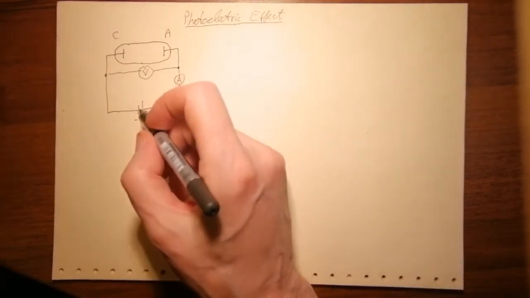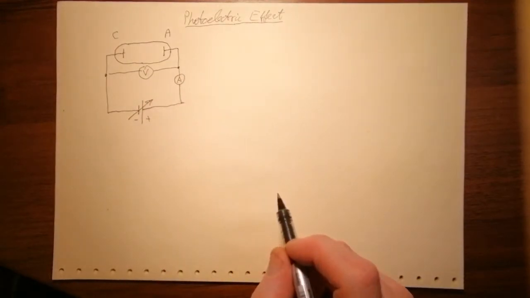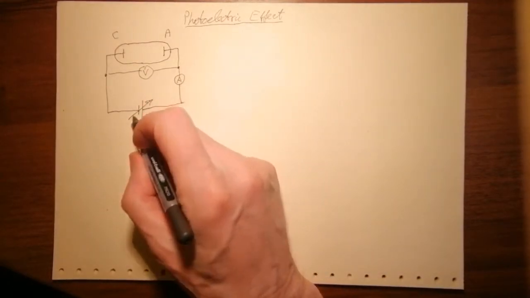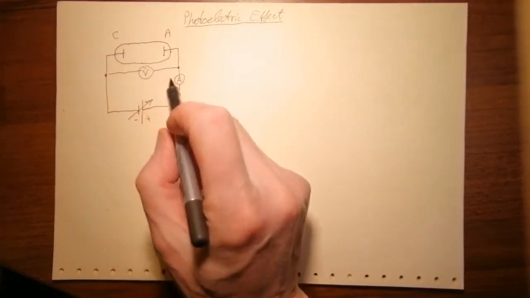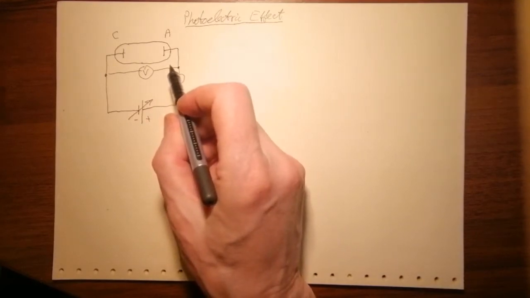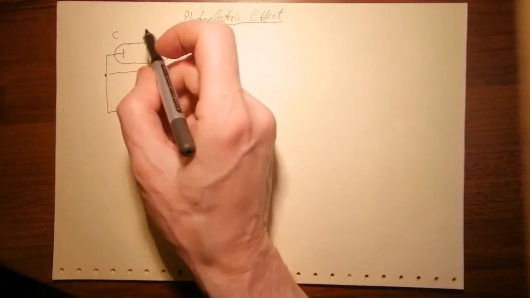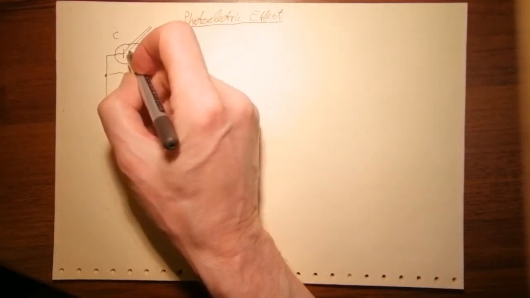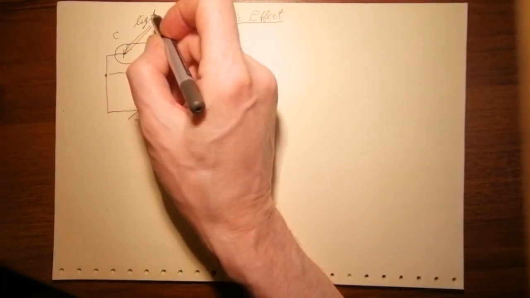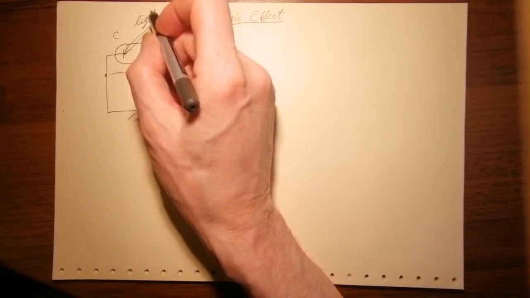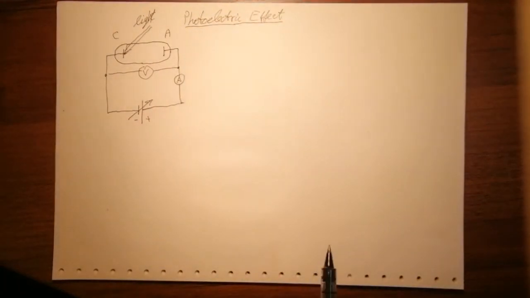This battery will be alternative, in the sense that we will change the voltage which we can apply between cathode and anode. And in this case, to obtain current, we will illuminate the cathode with light.